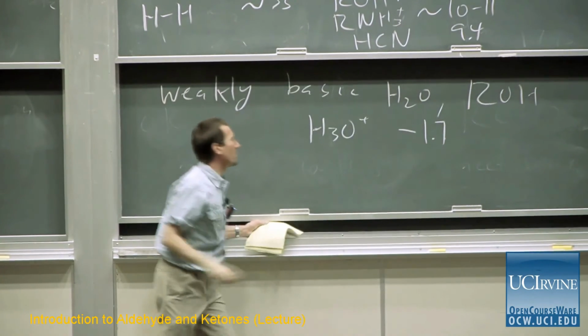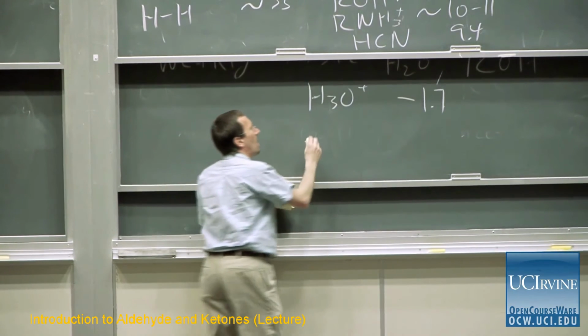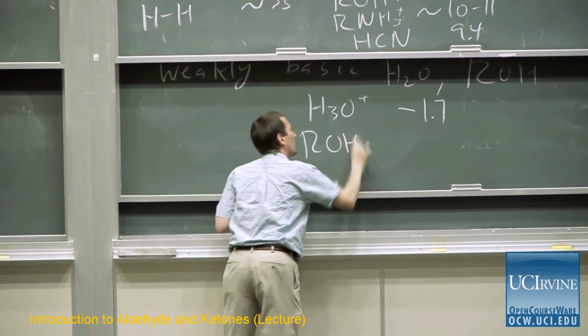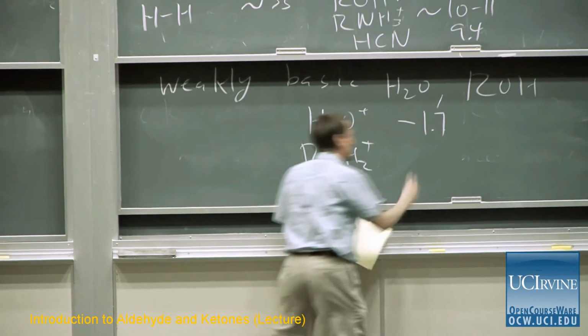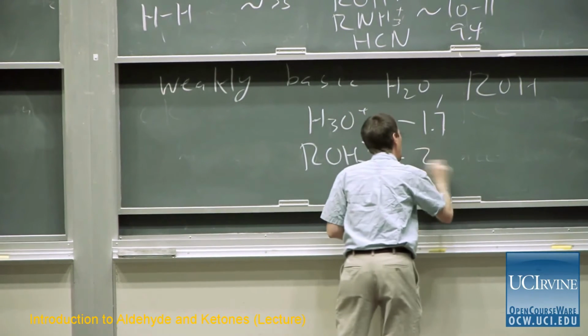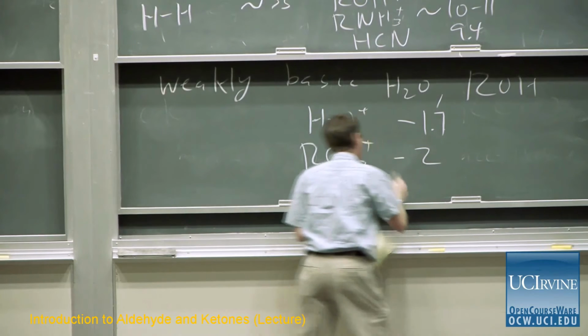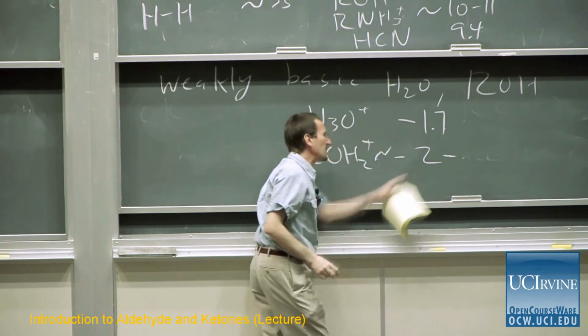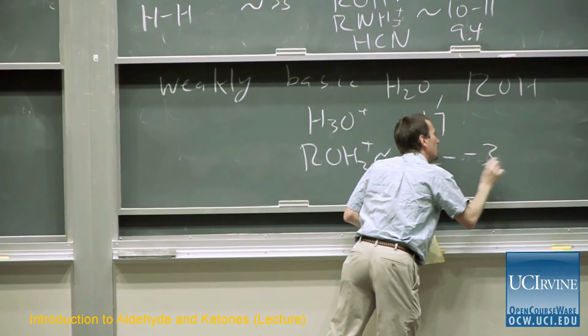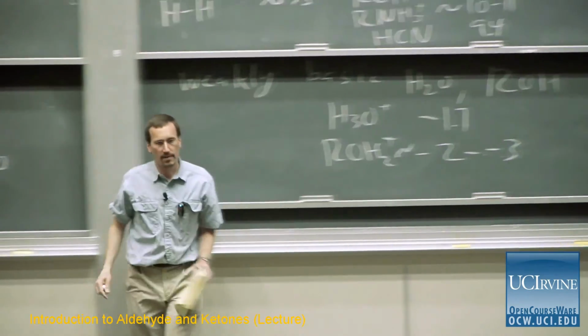If I want to think about the conjugate acid of an alcohol, the conjugate acid is ROH2+. Now we're talking negative 2 to, and again, these are approximate values, so I'll use a tilde, approximately negative 2 to negative 3.